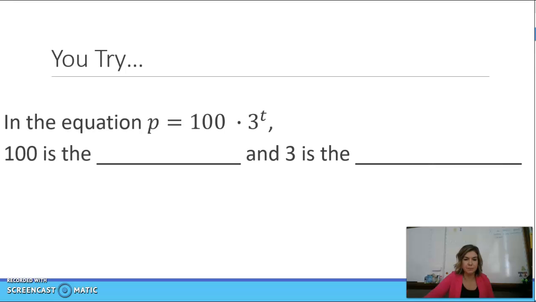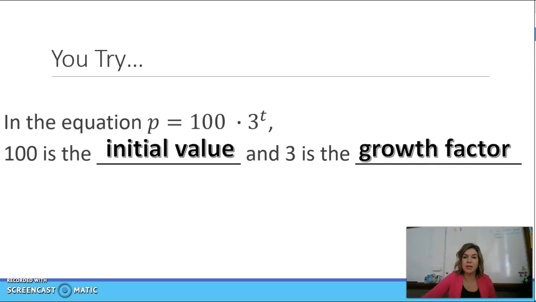So you try. In the equation p equals 100 times 3 to the power of t, 100 is what, and 3 is what? I'll give you a moment to figure that out. You can pause the video if you need to. So 100 is the initial value, and 3 is the growth factor.